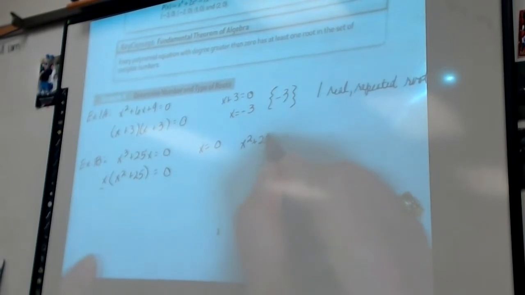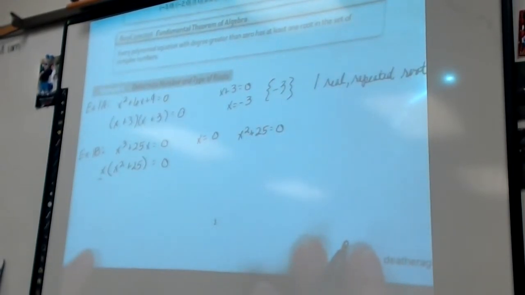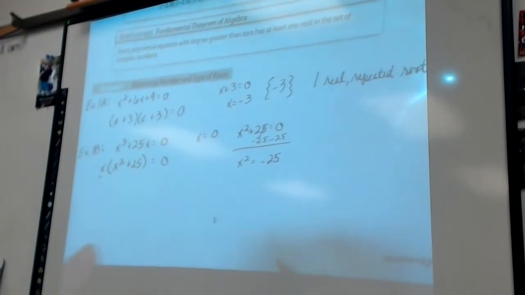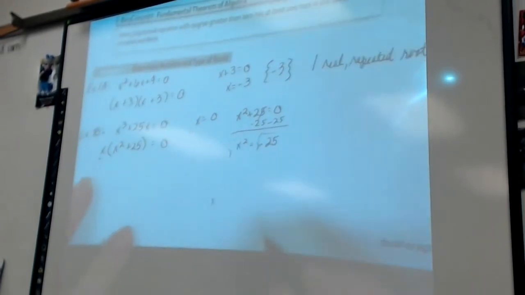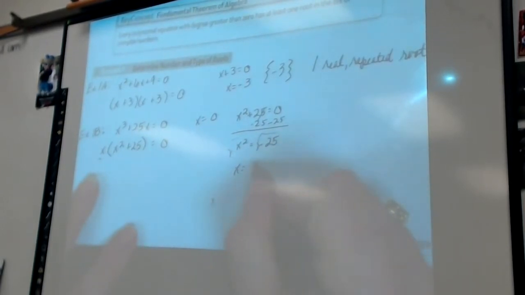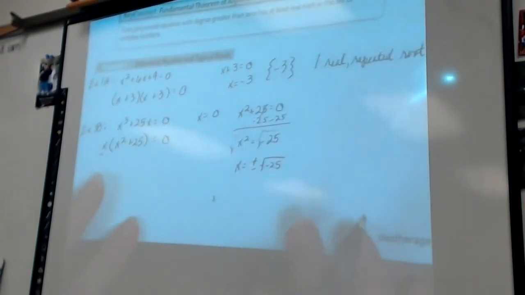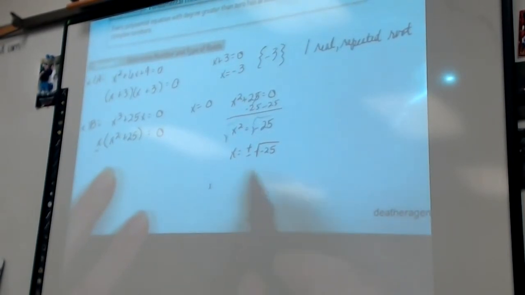Now, if we set x squared plus 25 equal to 0, there's two ways you can do this. You can do the quadratic formula, where a is 1, b is 0, c is 25. Or, since there's no middle term, since there's no x term, you can move the constant over here and then just take the square root of both sides. Maybe that's a lot quicker. So, subtract 25 from both sides. So you get x squared equals negative 25. Then to get x, you take the square root of both sides. So x equals plus or minus the square root of negative 25. You have to remember, if you do the square root method, you have to consider the positive and negative roots.